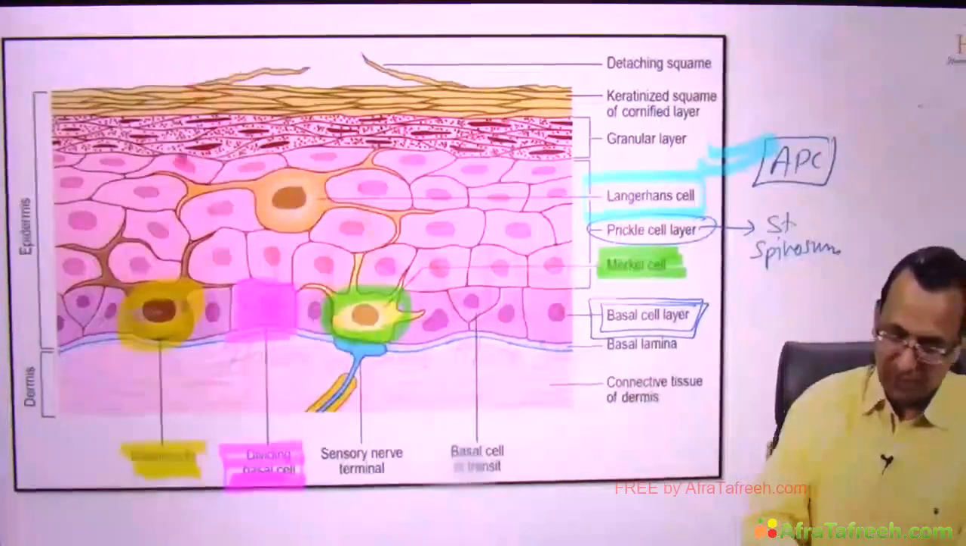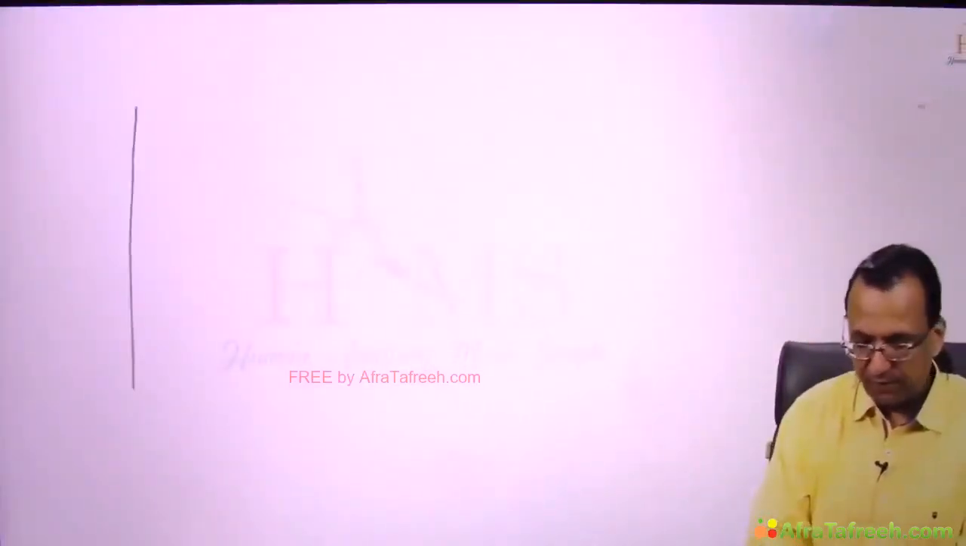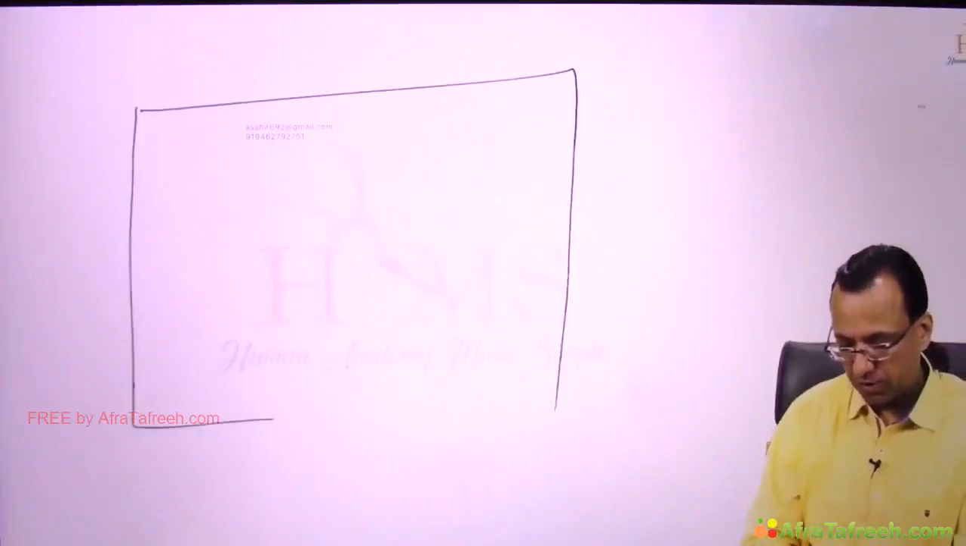Now, once you have this orientation, let's make the diagram ourselves. And as you're talking about the 5 layers of the skin now, what are the 5 layers?